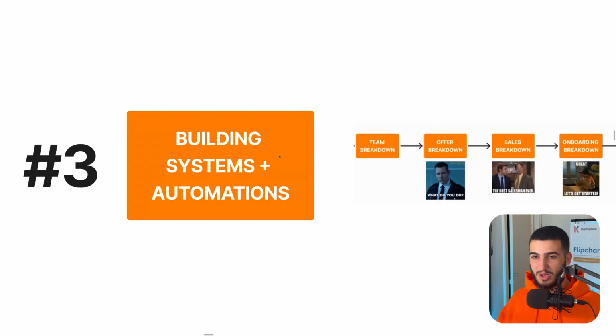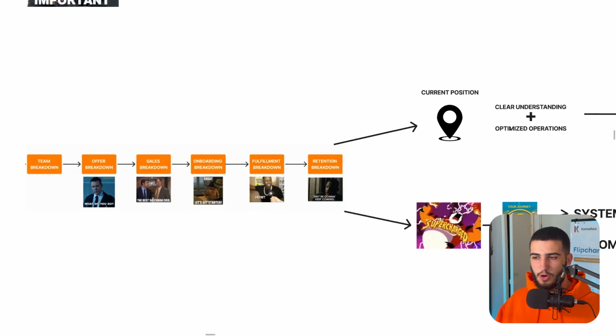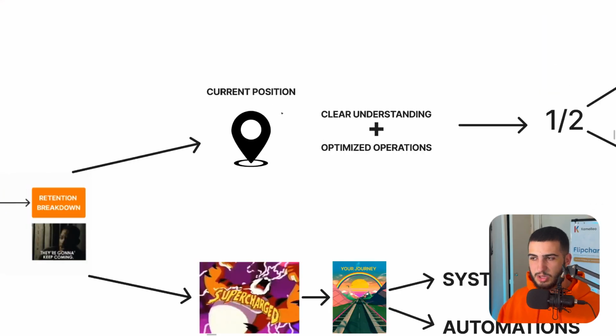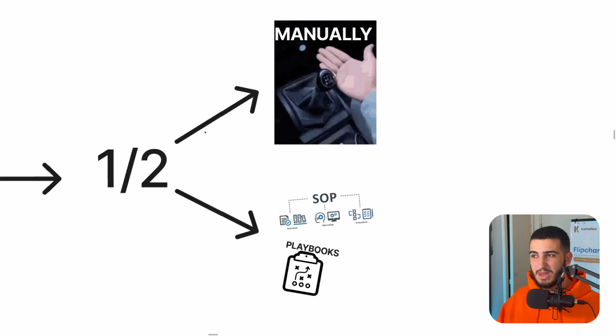And the last thing, which I'm sure you've probably guessed by now, is once you've done all of this, you want to move on to the next stage, which is basically building different systems and automation. Now, once you have all these different key processes laid out, there's two different things you can do. You can stay in your current position where you have a clear understanding of your different operations, as well as having them optimized with the advice I gave you a second ago.